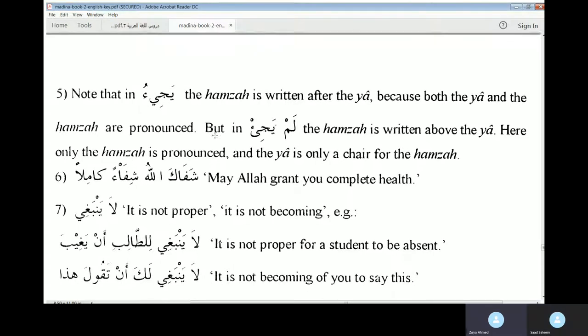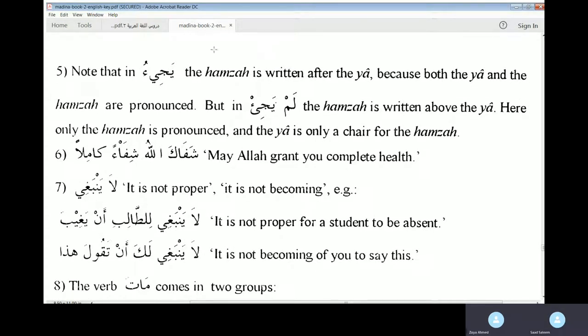Note that in yaji'u, the hamza is written after the ya, because both the ya and the hamza are pronounced, but in lam yaji, the hamza is written above the ya. Here, only the hamza is pronounced, and the ya is only a seat for the hamza.